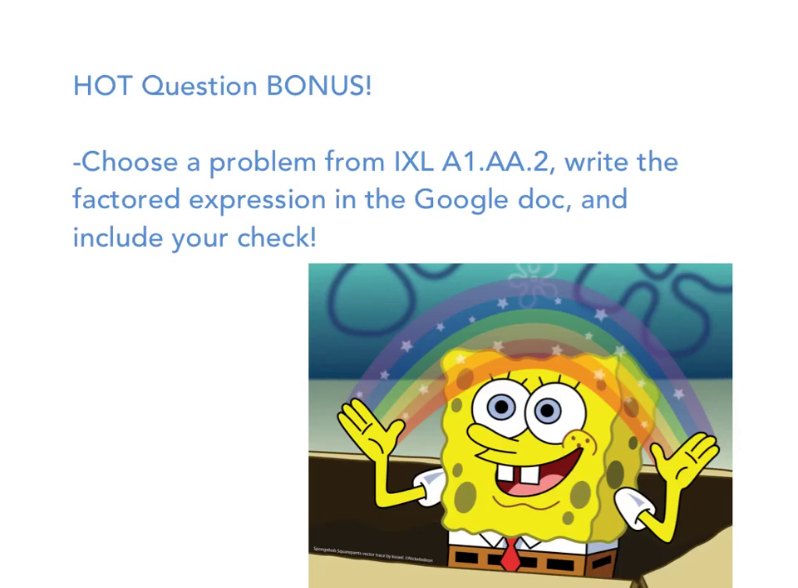And then hot question bonus. If you choose a problem from the IXL skill A1, AA2, write the factored expression in the Google Doc and include your check when you redistribute your factor. You will get some extra credit points, so go ahead and try that, and good luck.